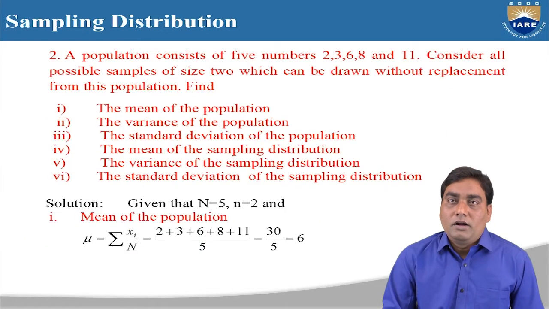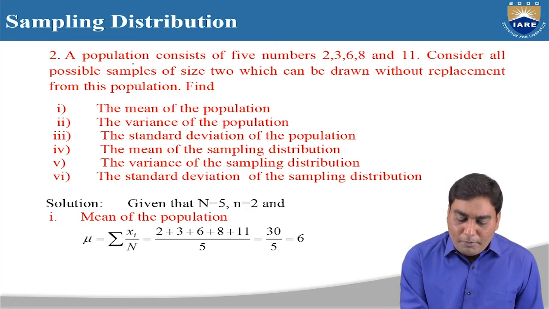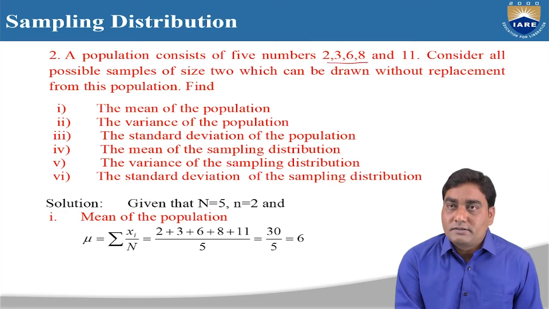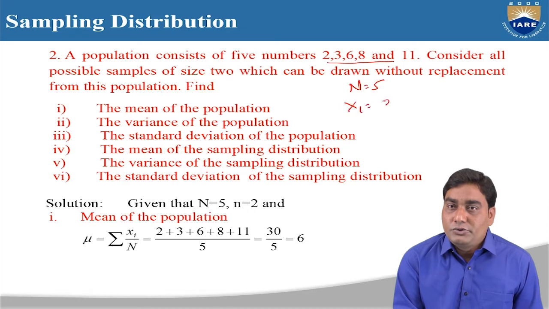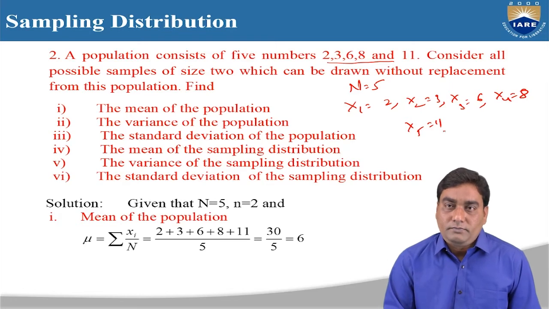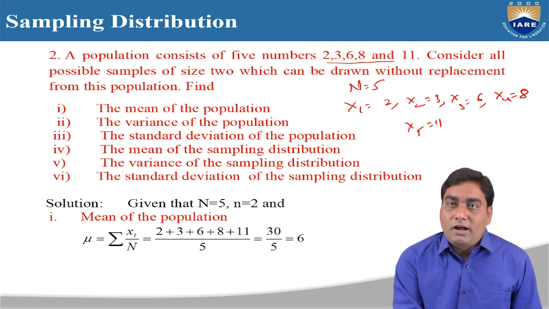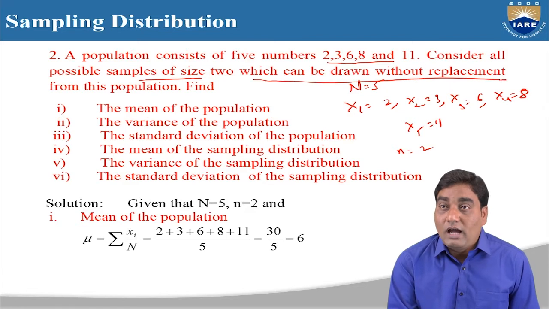This is the first problem. Now coming to the second problem, same concept, but here a small change. The population consists of 5 members, same, capital N equal to 5, with x1 is 2, x2 is 3, x3 is 6, x4 is 8 and x5 is 11. Consider all possible samples of size 2 only, but which can be drawn without replacement.